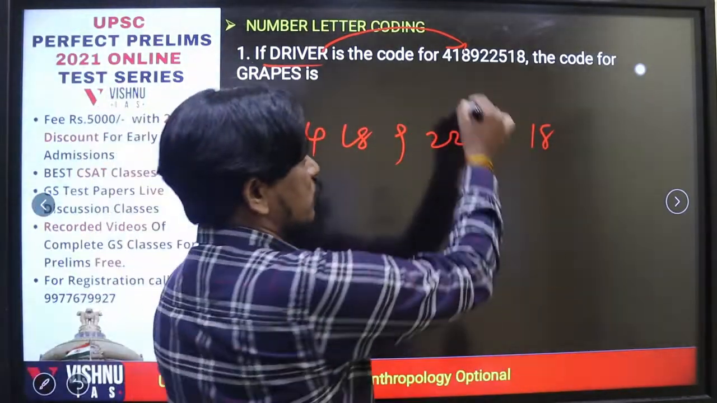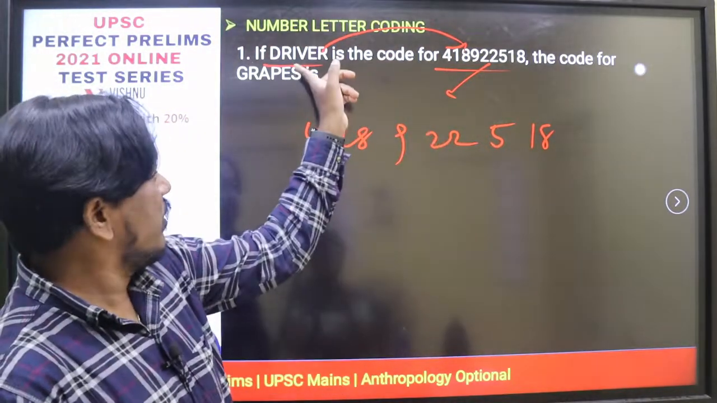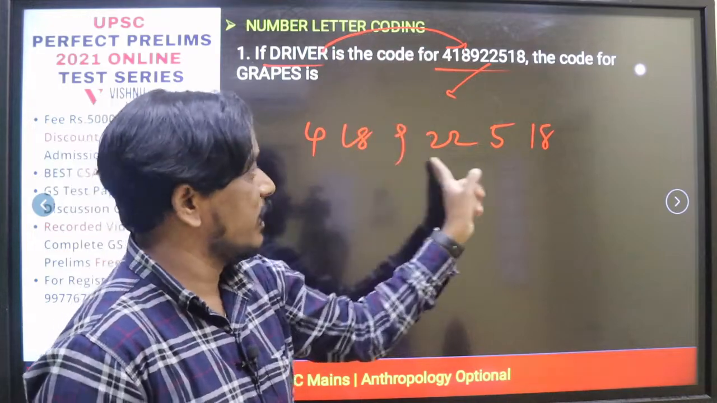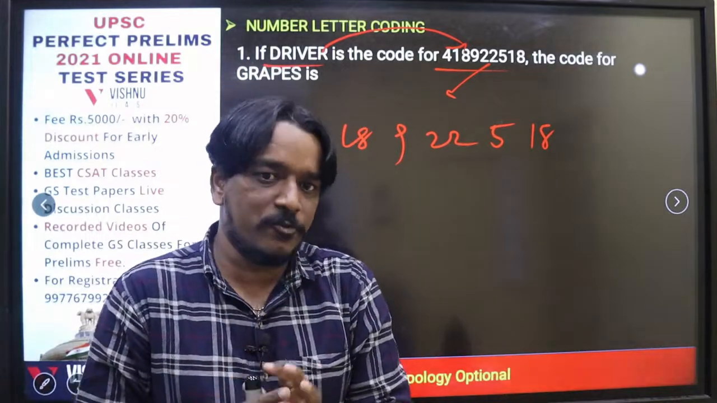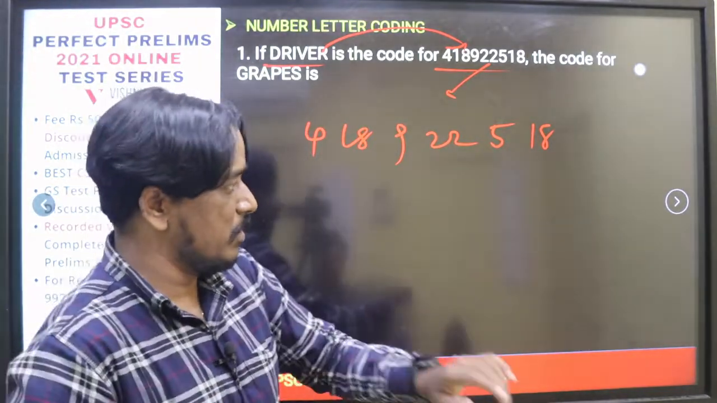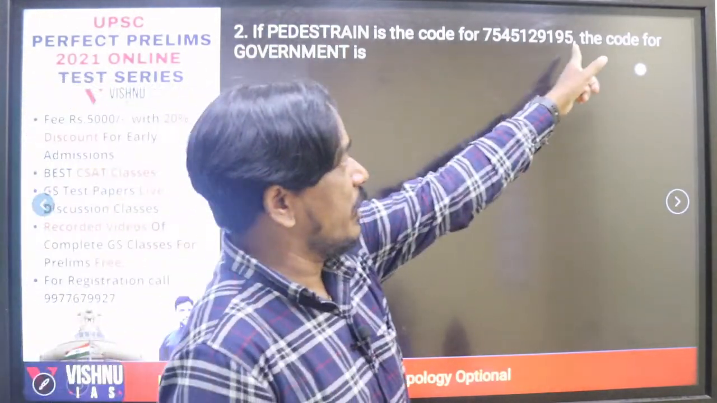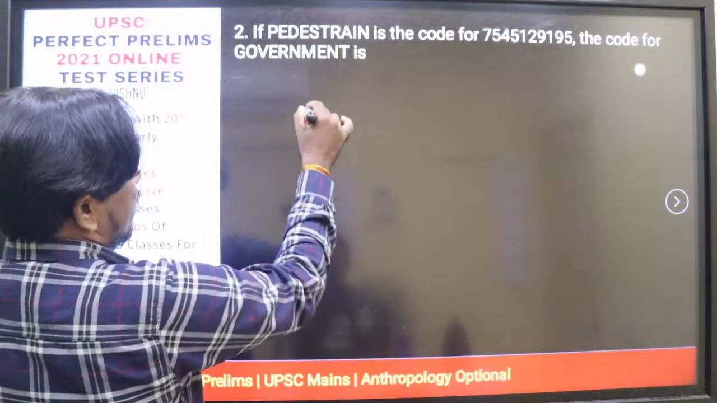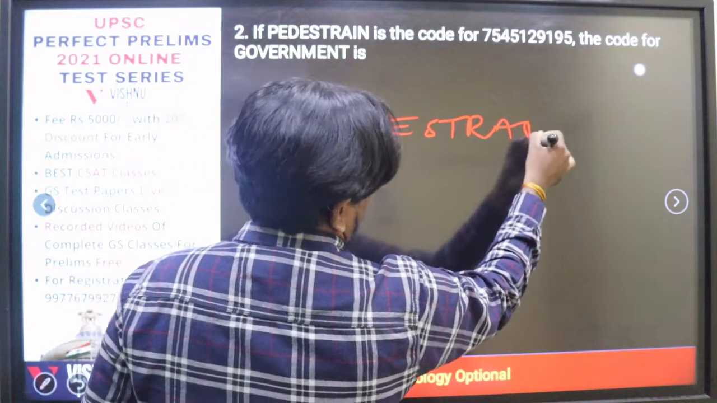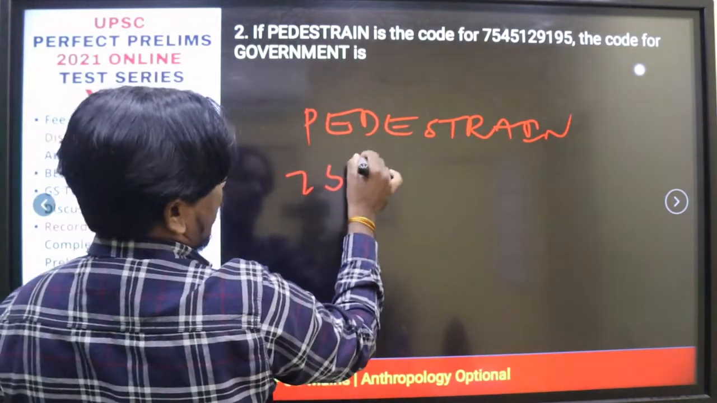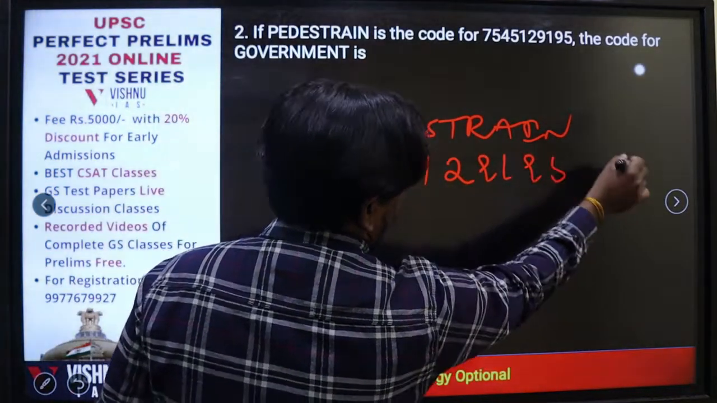If you observe the code also, all the letters are repeating. Similarly, it's a direct coding. Whatever letters are there, we take those letter numbers as they are without changing. Sometimes the examiner can give mathematical operation type questions also, maybe addition, subtraction, multiplication or anything. Now, pedestrian is coded in this way, and what is the code for this? Just understand. How is it coded: 7 5 4 5 1 2 9 1 9 and 5.